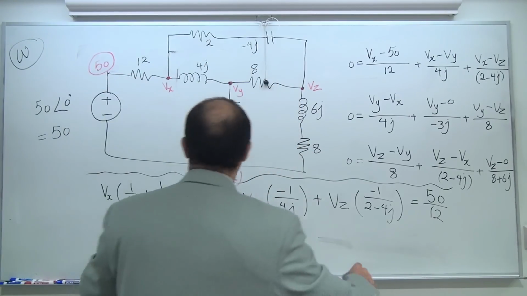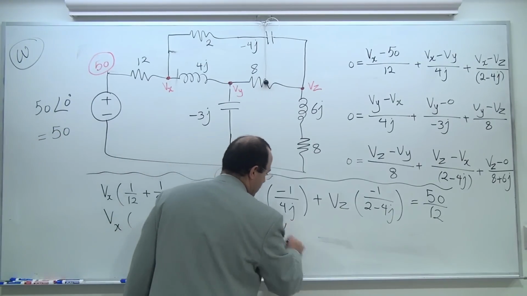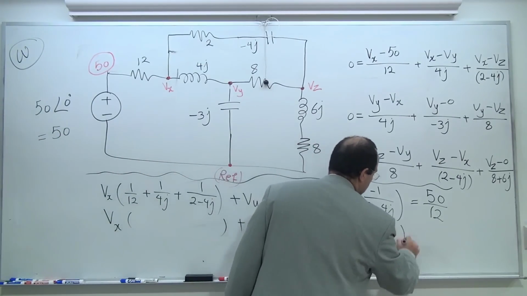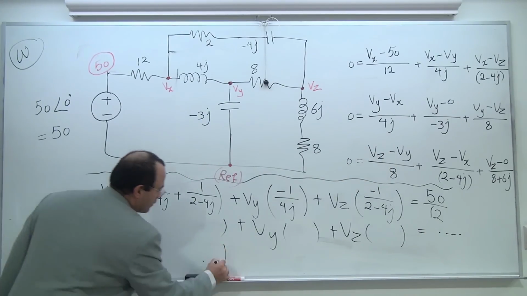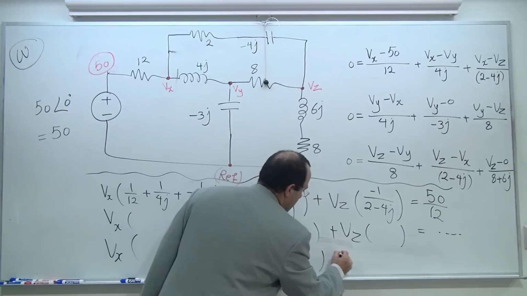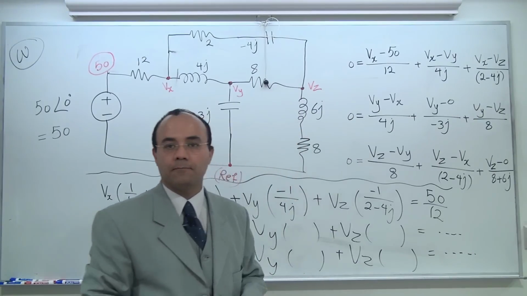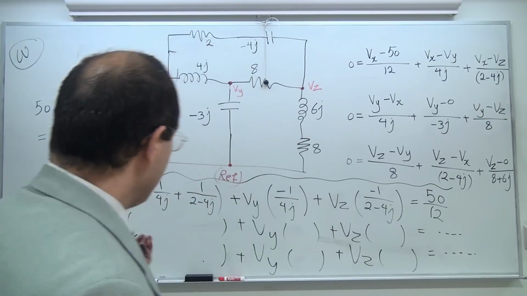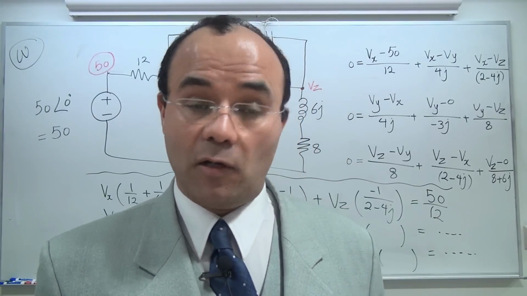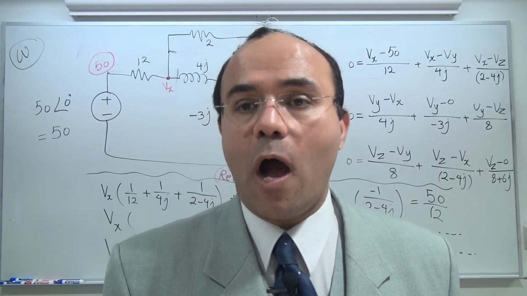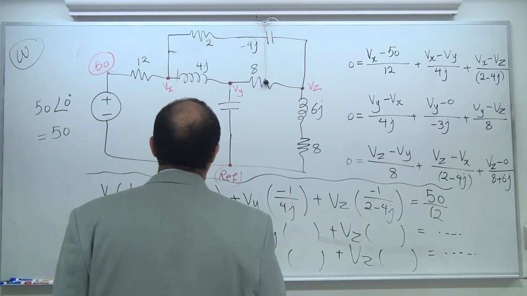So the next time I'm going to have Vx, Vy, Vz, constant. The next time, same order, Vx, Vy, Vz, that's it. Okay? Now, this happens to be a 3 by 3 system. We didn't mean to make it this difficult, it happened to be, but you know how to calculate the determinant of a 3 by 3 system. I'm going to refresh your memory in a moment.